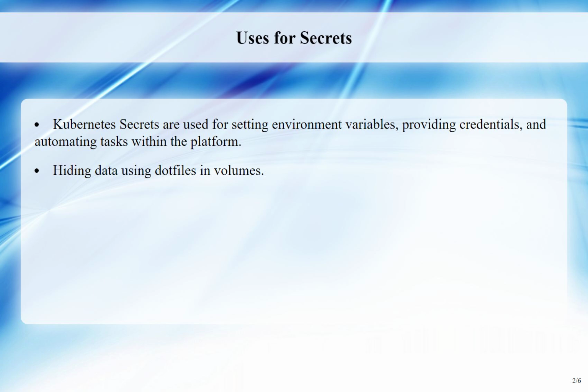One use case is hiding data by defining a key that begins with a dot, making it a dot file or hidden file. These dot files can be mounted into volumes, making them visible in the container at a specific path.